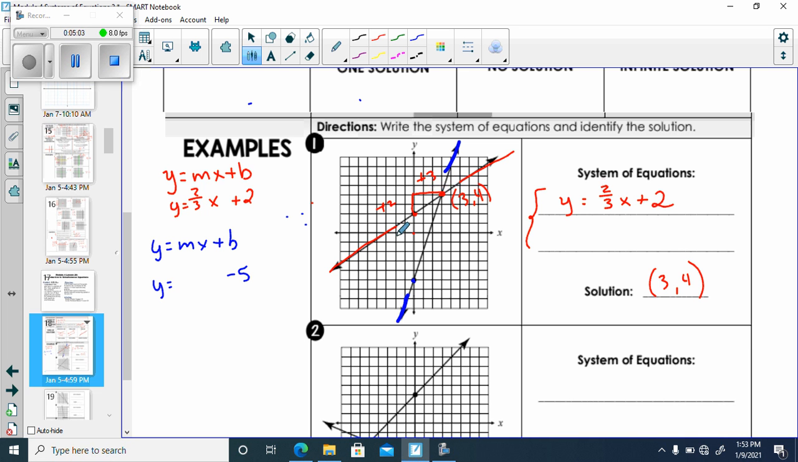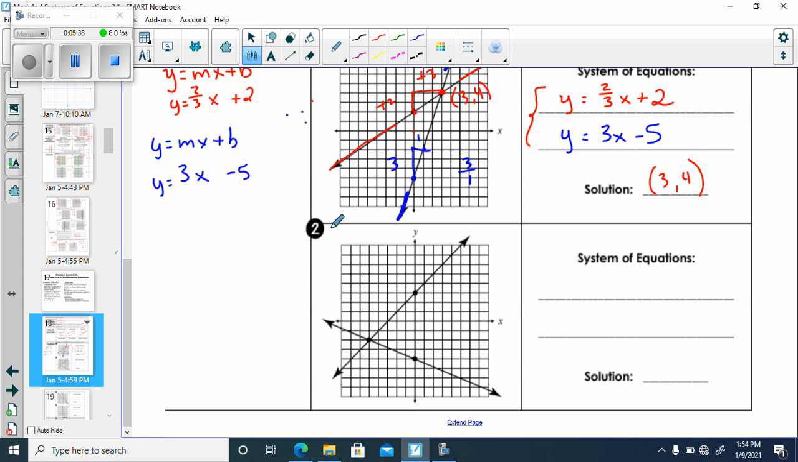And what is our m? Our slope. Let's find two places where the line is on grid line intersections. Here's one, here's one. We're going up 1, 2, 3, and over 1. Our slope, our rise over our run, is 3 over 1. 3 over 1 is just 3. Our equation for that line is y is equal to 3x minus 5. Okay? We found the equations for the system of equations. We found the linear equation for each line. We found the solution, which is where the two lines intersect.